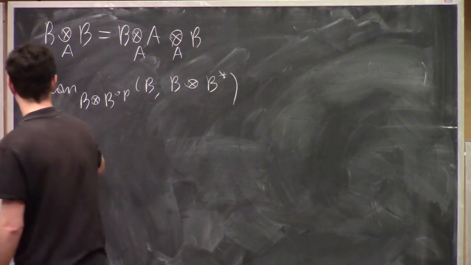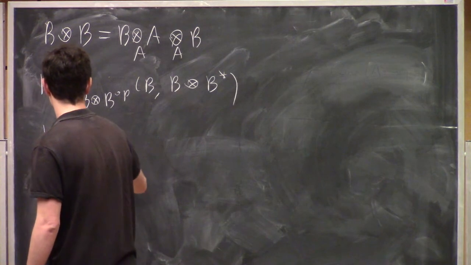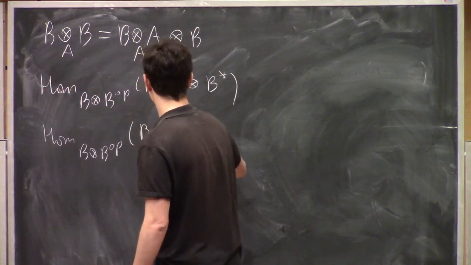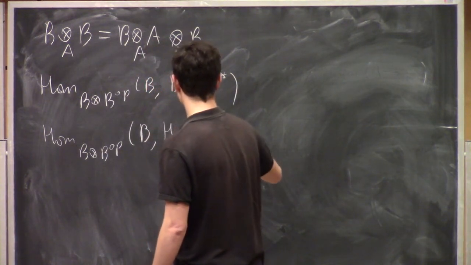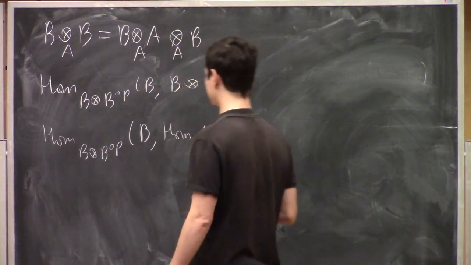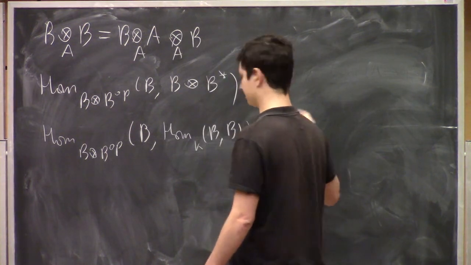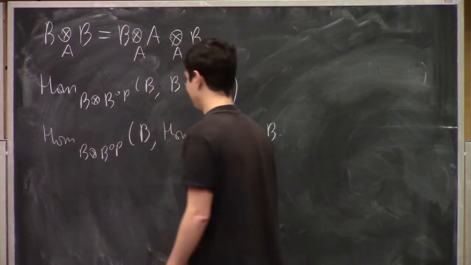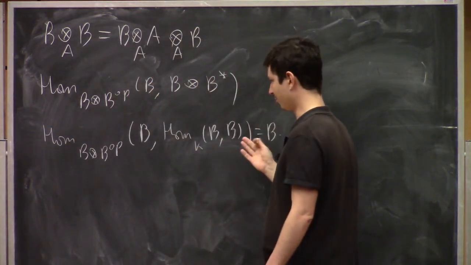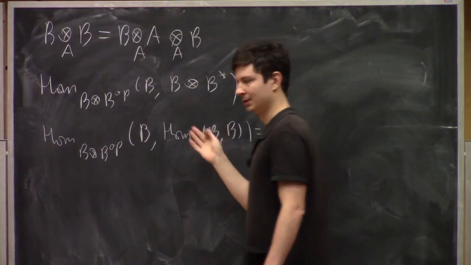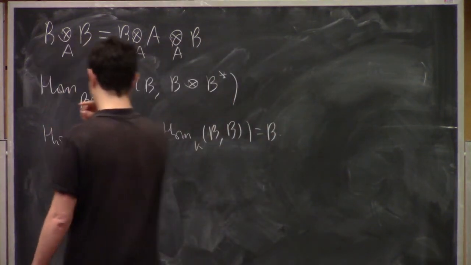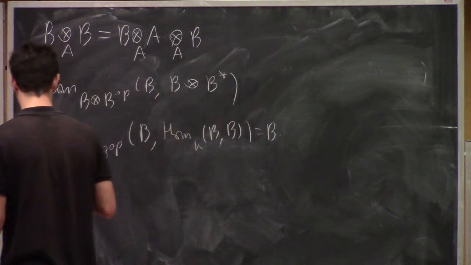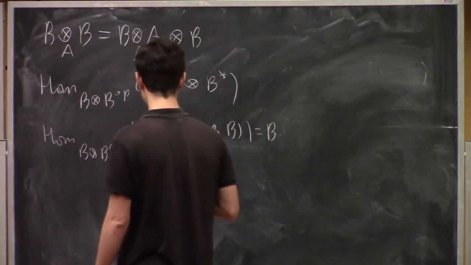But now let us notice that if we do the same Hom from B to B over K, instead of taking B tensor B star, then this is just B. This is very easy to see. Already we see that if B is proper, then there is no difference. So they're just the same. Now it becomes almost clear what the definition should be.